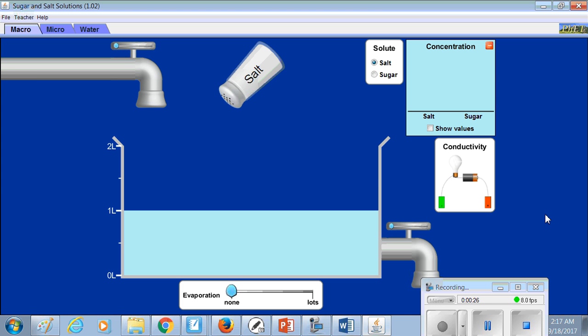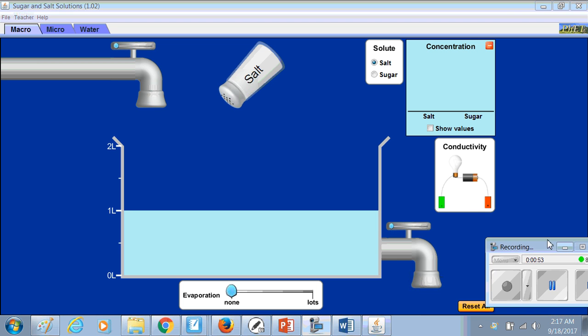This is a PhET simulation from the University of Colorado at Boulder, and these are good simulations so you can see what's going on at a macroscopic level and at a particulate level, and then you can see symbolic representations of that. In this one, you've got a beaker of water, a tap up here, and a drain down here at the bottom.